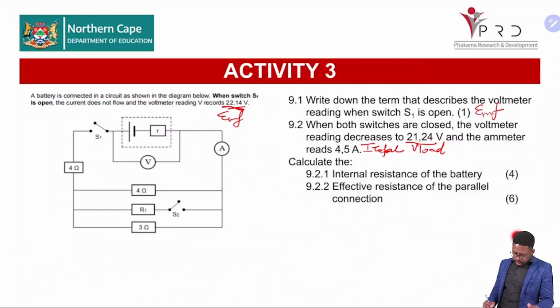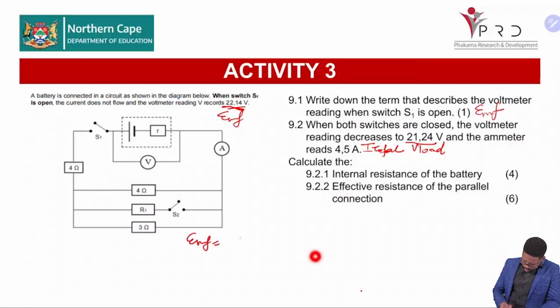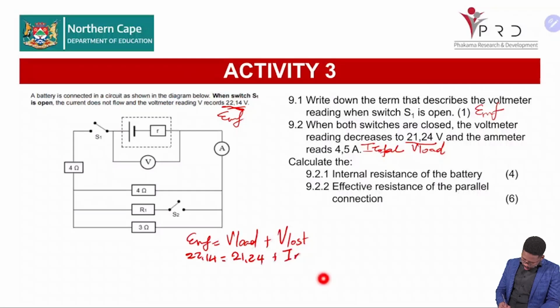So with this information, you can attempt to answer the first question. Calculate the internal resistance of the battery. And you can say EMF is equal to V load plus V lost, or V internal. What is your EMF? 22.14. What is your V load? 21.24 plus Ir, which is 22.14 minus 21.24.